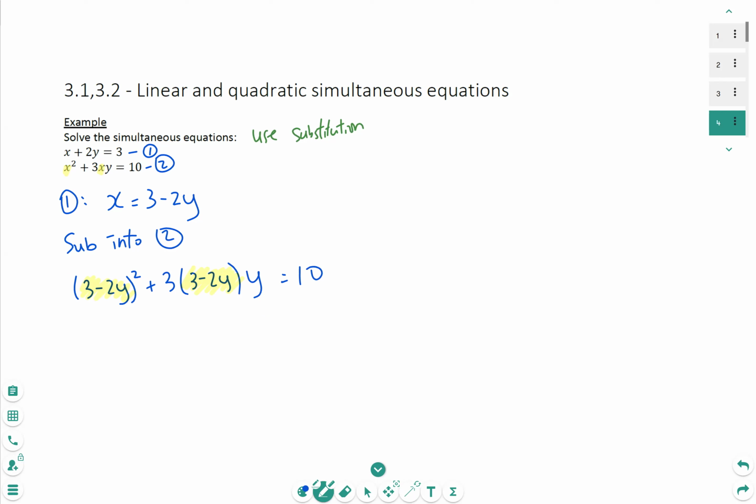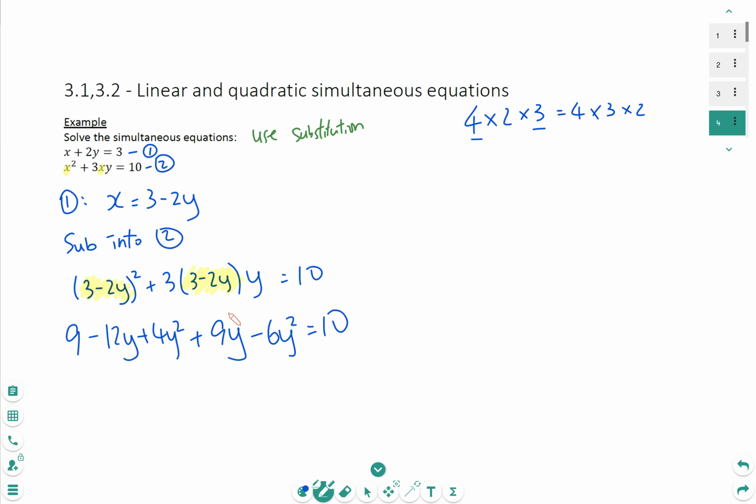In here, I'm going to use a shortcut. So 9 minus 2 times 3 is 6, 6 times 2 is 12y, plus 4y squared. Next term, how do we expand this term? Now, 3 times the bracket times y. Think of this: 4 times 2 times 3 is the same as 4 times 3 times 2. I can multiply these two first, then multiply the middle. So 3 times bracket times y is the same as 3y times the bracket. So 3y times 3, 9y. 3y times negative 2y, negative 6y squared, equals 10.